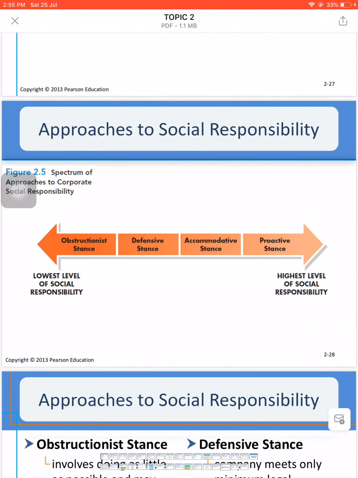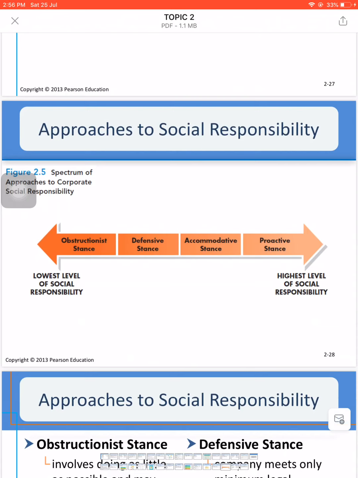Okay, next is approaches, the 4 general approaches to social responsibility, which are obstructionist stance, defensive stance, accommodative stance, and also proactive stance. This is what we call the stance that an organization can take concerning its obligations to society along a continuum, ranging from the lowest to the highest degree of social responsibility practice. Here we call this the spectrum of approaches, from the lowest level to the highest level of social responsibility.